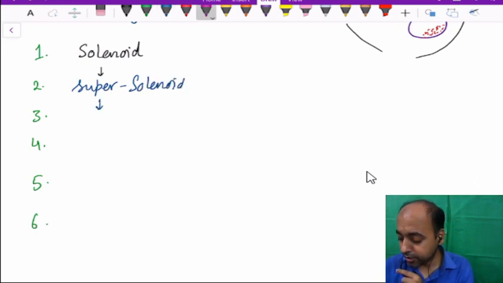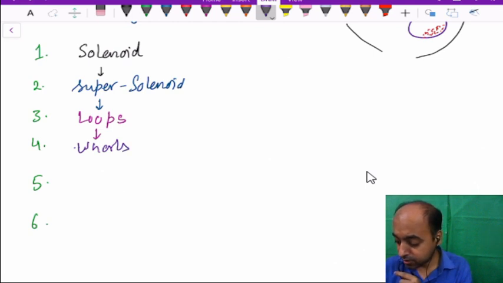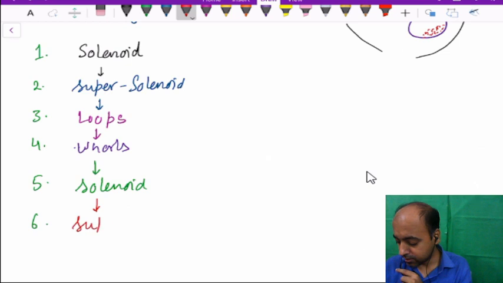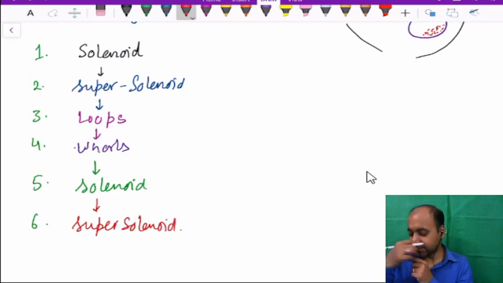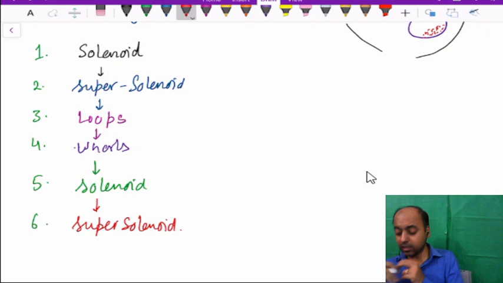The super solenoid gives way to loops. The loops give way to whorls. The whorls are again arranged as solenoid, and finally the super solenoid. These are the shapes that we'll get to see at the different levels. After every level there is compaction of the DNA.